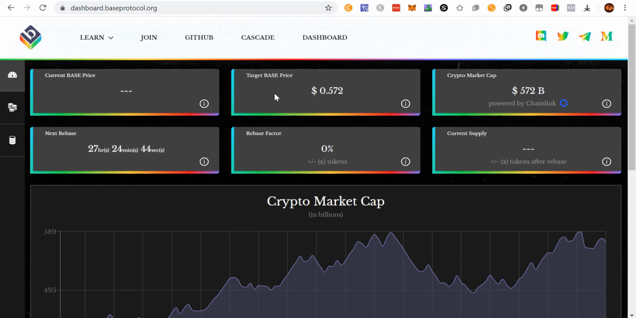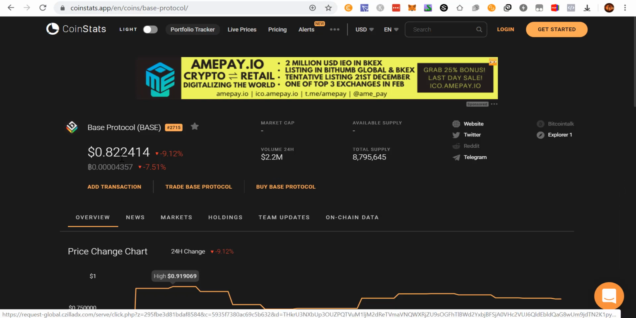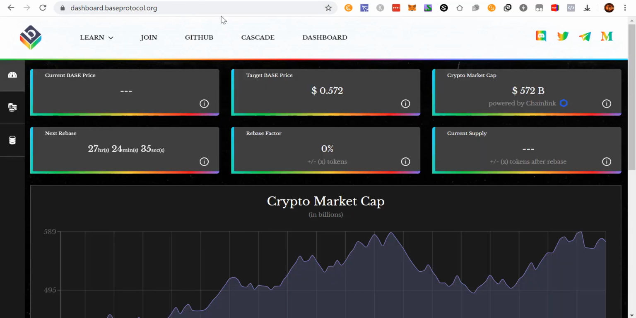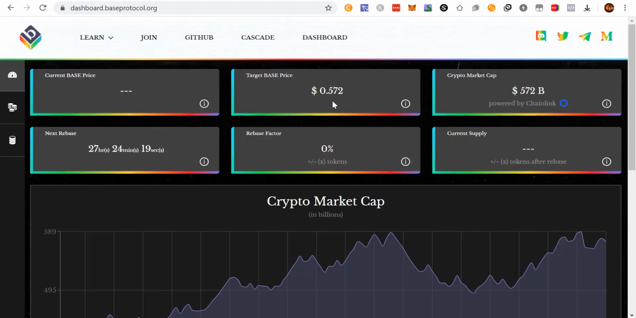So first and foremost, the target Base price is 57 cents. Currently, however, Base is trading at 82 cents. So that means it's roughly almost 30% more. And later today, we'll probably see a rebase factor here. It would probably be plus 30%. What this means is if these numbers stay the same, whatever percentage that is, we'll just say 30% to keep it round, at the time of rebasing, there'll be 30% more tokens created.